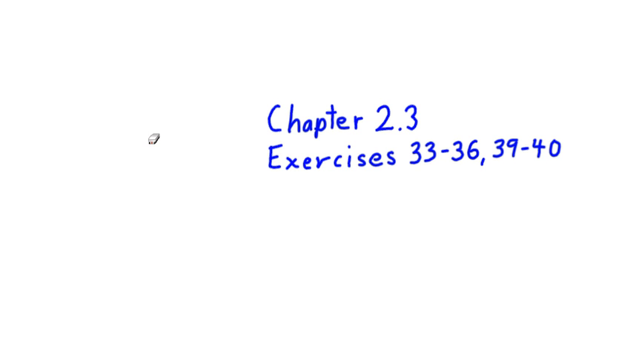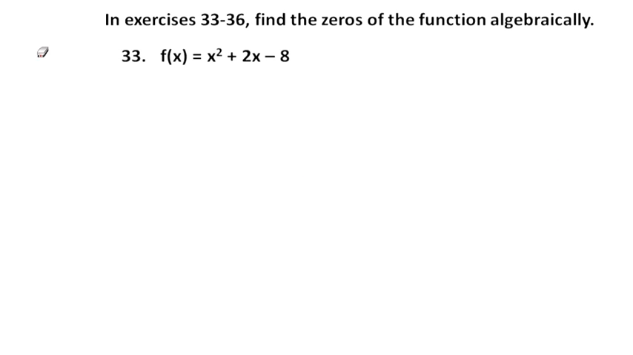This is chapter 2.3, exercises 33 through 36 and 39 through 40. This set has to do with polynomial functions, finding the zeros of polynomial functions, making sketches of graphs of polynomial functions, multiplicities of these zeros, so different aspects of polynomial functions.